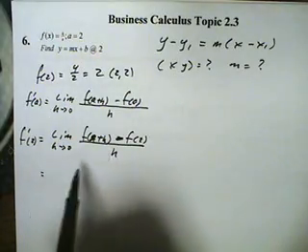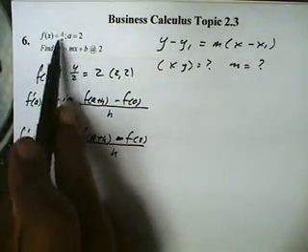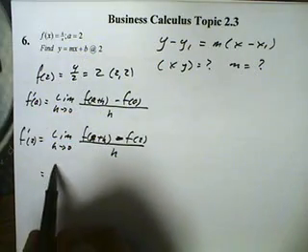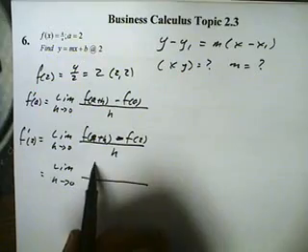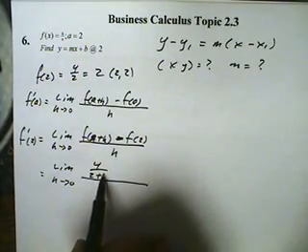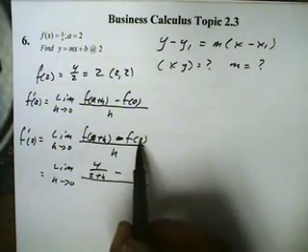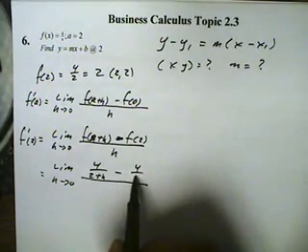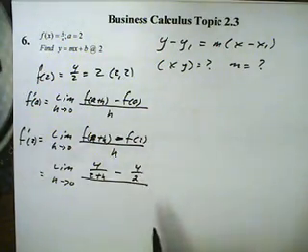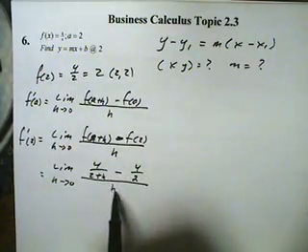Alright, now everywhere we see an x, we're going to replace that with 2 plus h. So this is the limit as h goes to 0, and this will be 4 over 2 plus h. And here, everywhere we see an x, we're going to put a 2. So this will be 4 all over 2. And then this is everything over h.